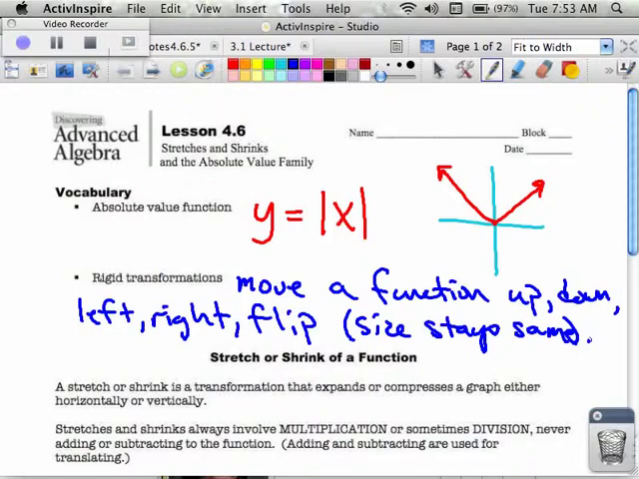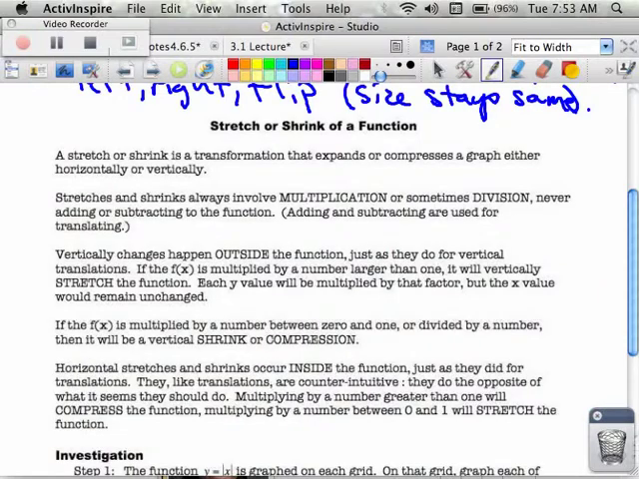So rigid transformation, the size stays the same, you just move that actual picture around. You'll see down below here they talk about stretching and shrinking of a function. Really what that means is your absolute value graph will get narrower or wider if you're talking about absolute values, same with parabolas or anything else, when you're multiplying or dividing by something.